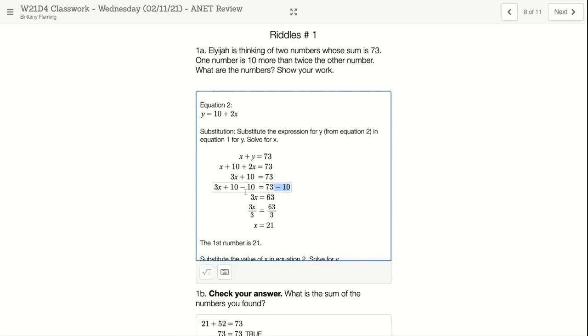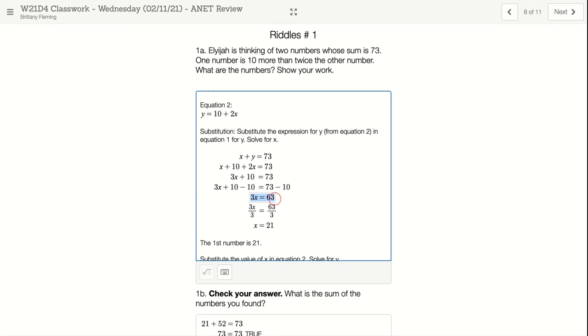Once I combined like terms, I was left with 3x equals 63. And you can see from this line right here, I simply moved 10 to the other side. So 3x was now by itself and it's equal to 63. Okay. And I moved 10 by subtracting it from both sides. So effectively, I got rid of the constant on the left side of the equation with 3x in line 3. So now we have 3x equals 63.